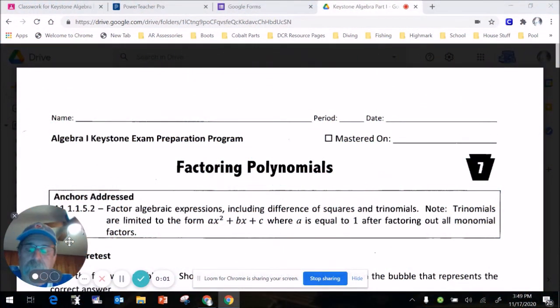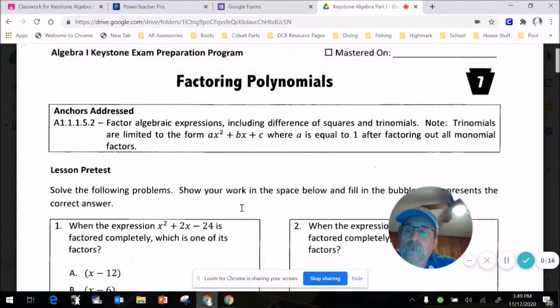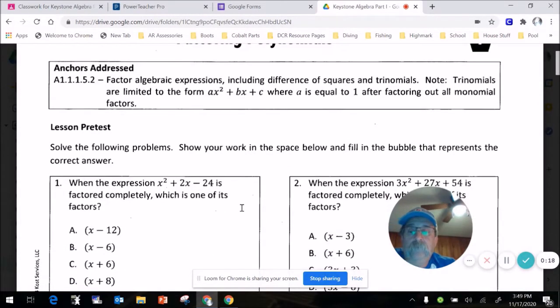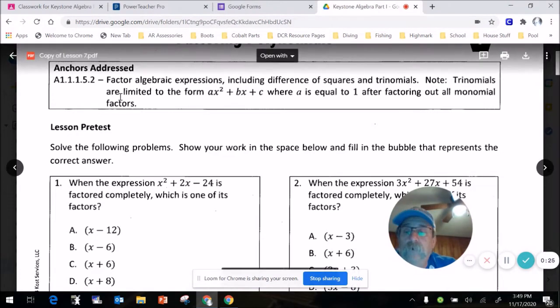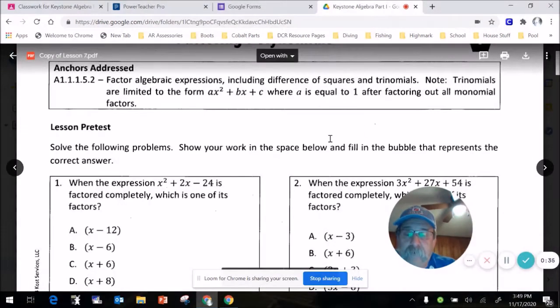All right, assignment for Keystone Algebra Period 1 classes for Wednesday, November 18th, 2020 is lesson 7, titled Factoring Polynomials. What we'll be doing is factoring algebraic expressions, including the difference of squares and trinomials. Note, trinomials are limited to the form of ax squared plus bx plus c, where a is equal to 1 after factoring out all monomial factors.